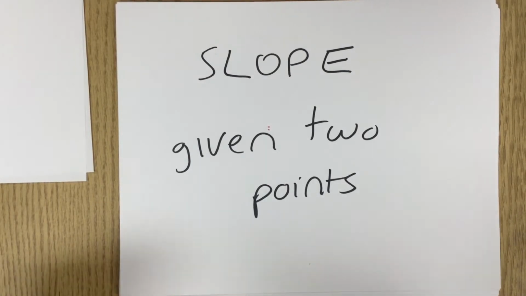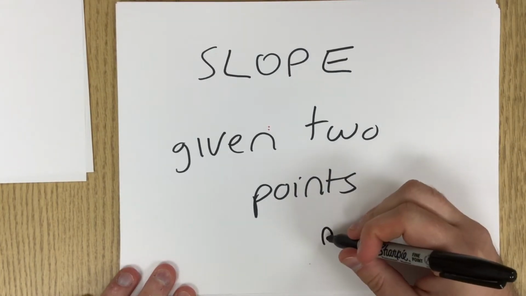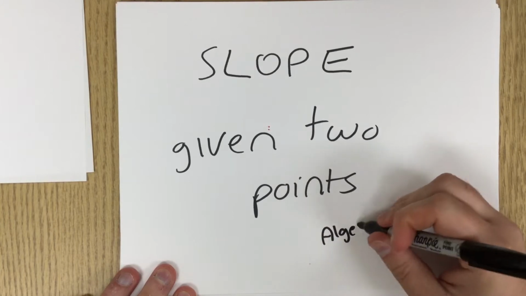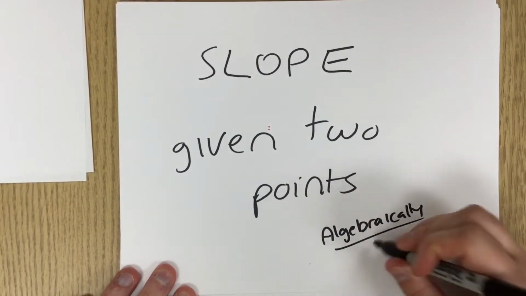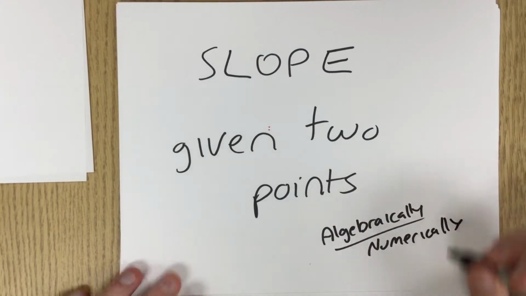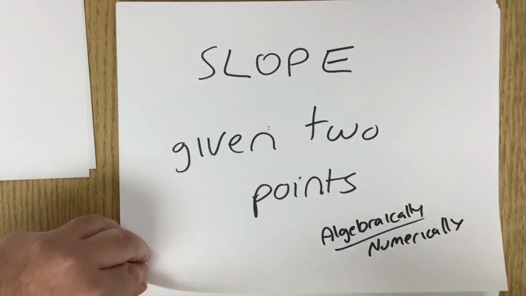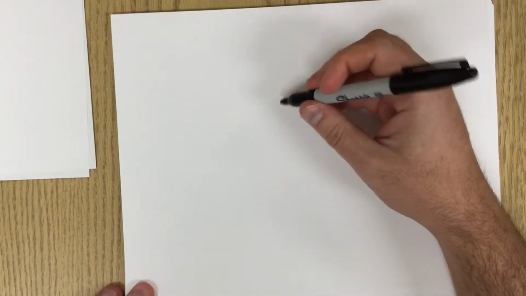What we're going to figure out now is how to get the slope given 2 points. And we're going to be doing this sort of algebraically. Well, I guess not really algebraically, but numerically. So what we're going to do is start off by explaining something.